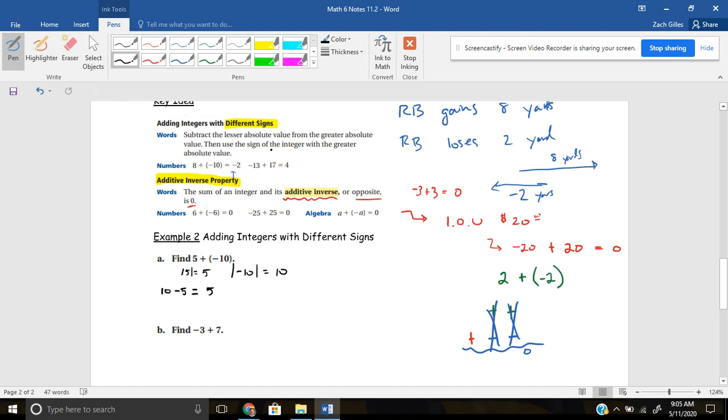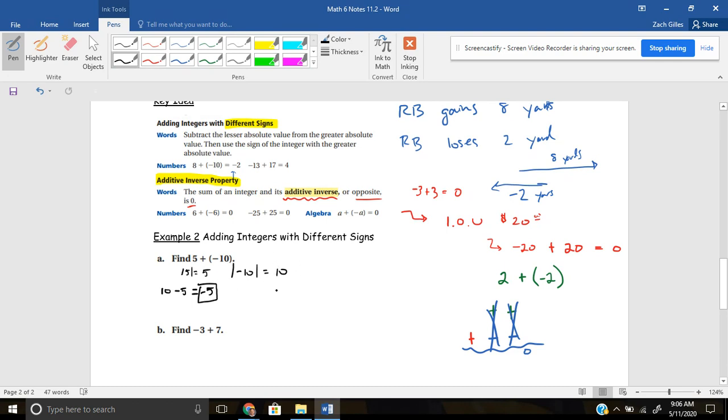And then use the sign of the integer with the greater absolute value. The greater absolute value is 10, and its sign was negative. So my answer is -5. Now, that makes sense because if I'm looking here, do I have more negatives or positives? Well, I have 10 negatives and I only have 5 positives.